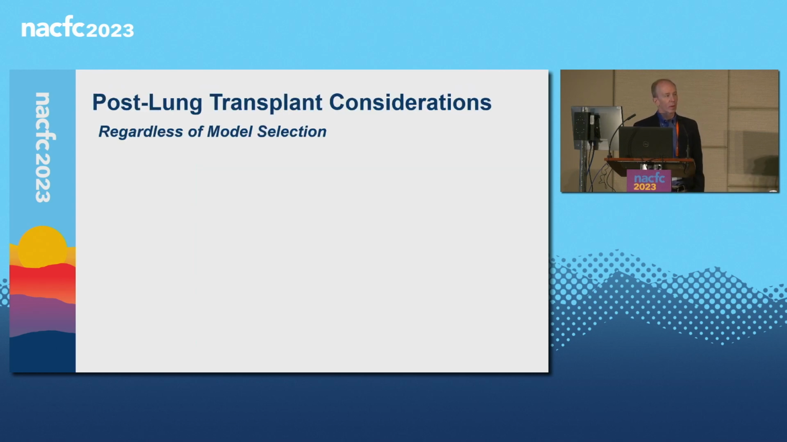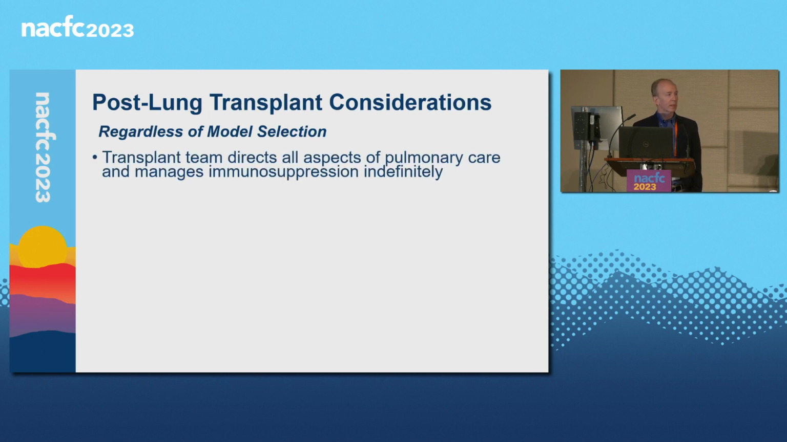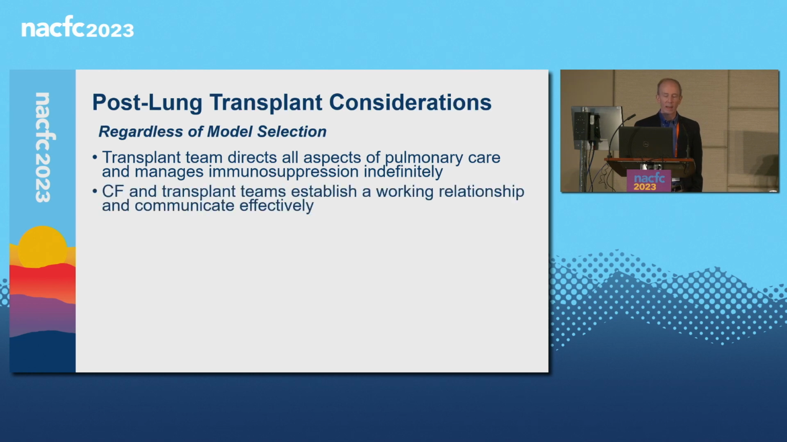So we had a number of guiding principles that came out of our discussion, and these would be regardless of the selection of the model. The first is that the transplant team really should and needs to direct all aspects of pulmonary care and manage immunosuppression indefinitely. Many transplant centers do this granularly because they feel like they own the lungs that they had somebody get replaced. So that is a relatively easy thing to navigate. A second really important guiding principle is that the CF and transplant teams establish a working relationship and ways to communicate in a timely, intentional, and effective way.